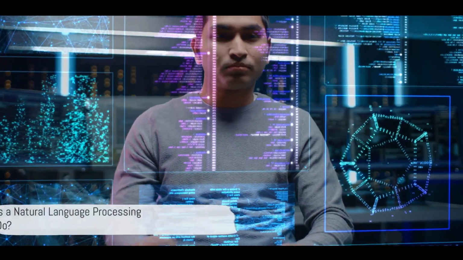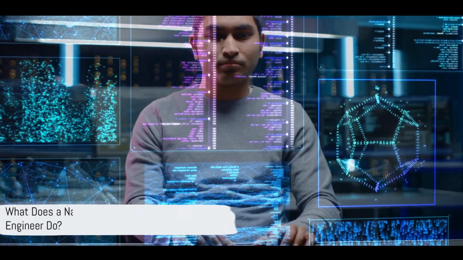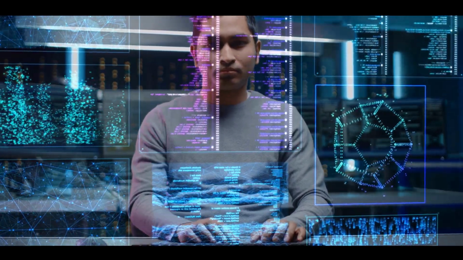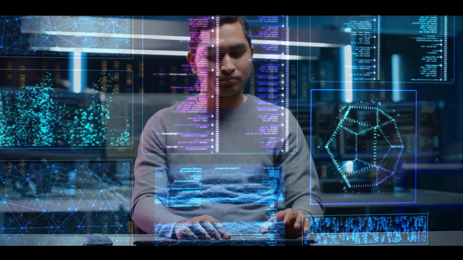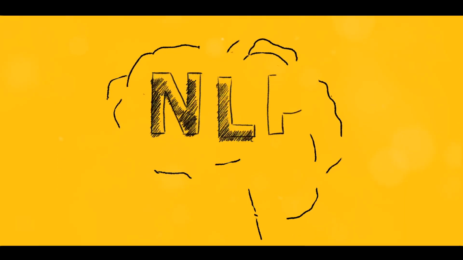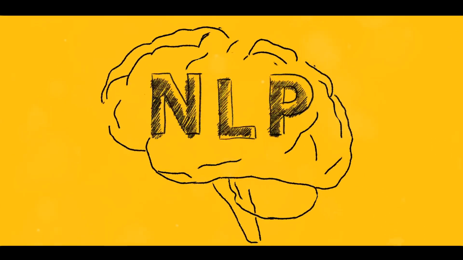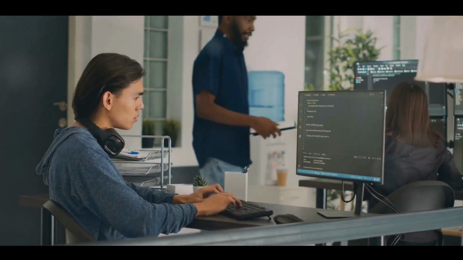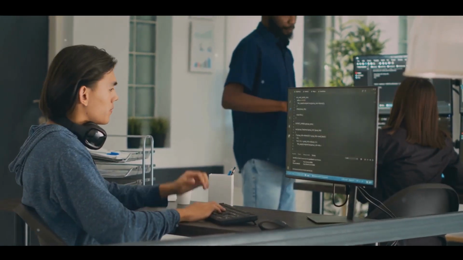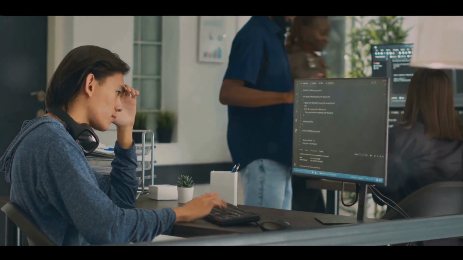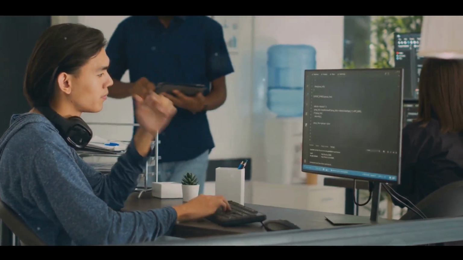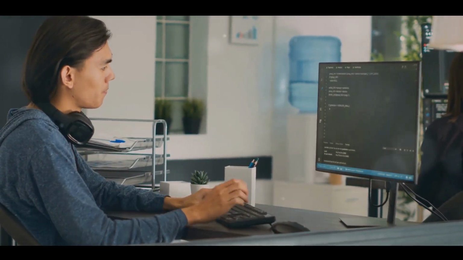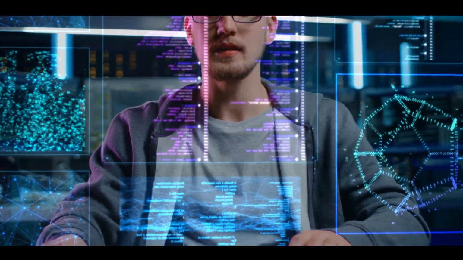Now that we understand what NLP is, it's time to explore what a natural language processing engineer does. Imagine being the architect behind the scenes, creating systems that can comprehend and process human language. That's the fundamental role of a natural language processing engineer. They are the whizzes who design and implement algorithms that enable machines to understand and interact with us in our own language. To put it simply, they are the ones who teach machines how to understand us.